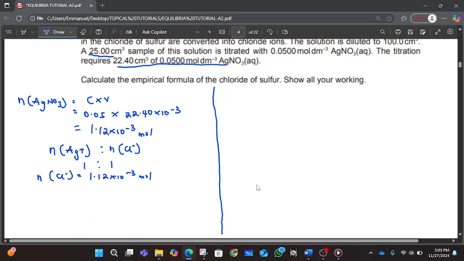However, the total volume of solution in which the chloride ion was found is 100.0 centimeter cube. But we took only 25 centimeter cube out of that and titrated with the silver nitrate. So to find the total amount of chloride ions in solution, we have to multiply this amount by 4 to know the total amount in the 100 ml of solution. And this gives us 4.48 times 10 power minus 3 mole.